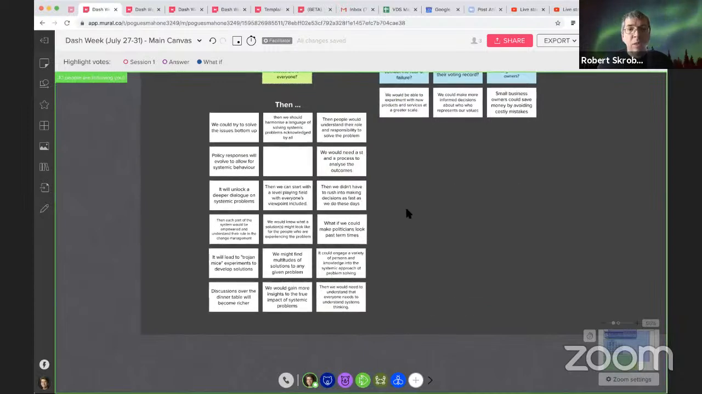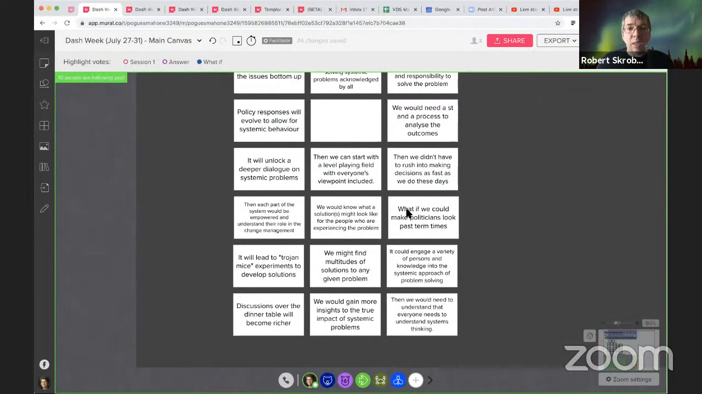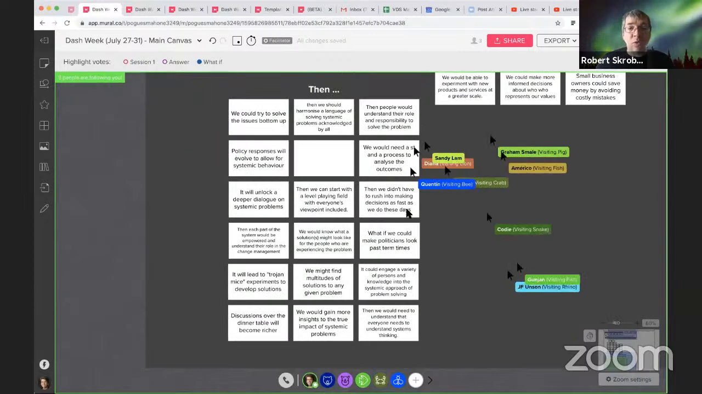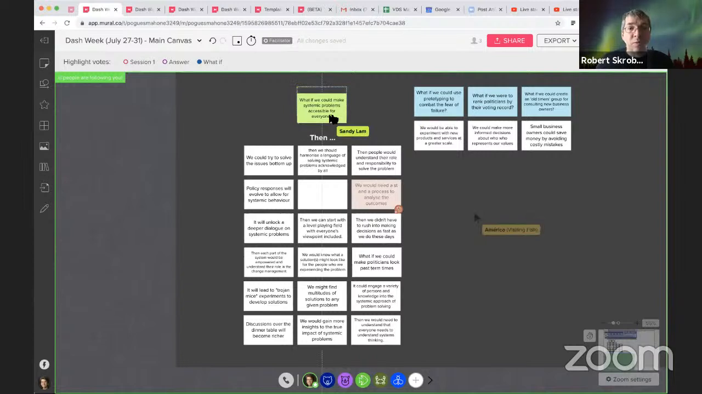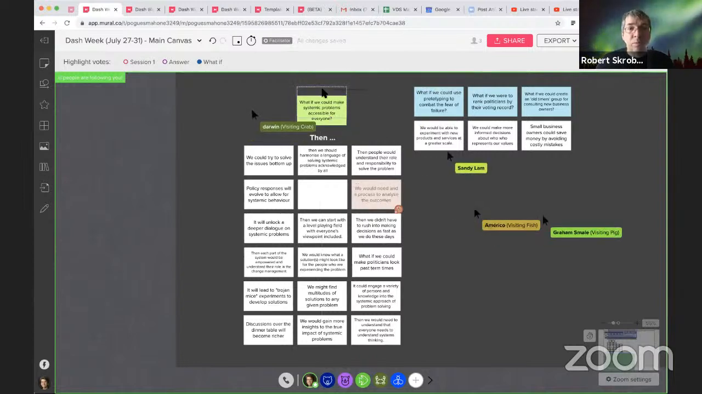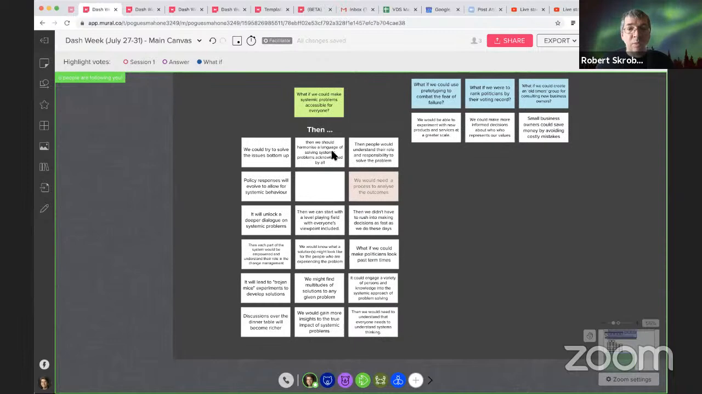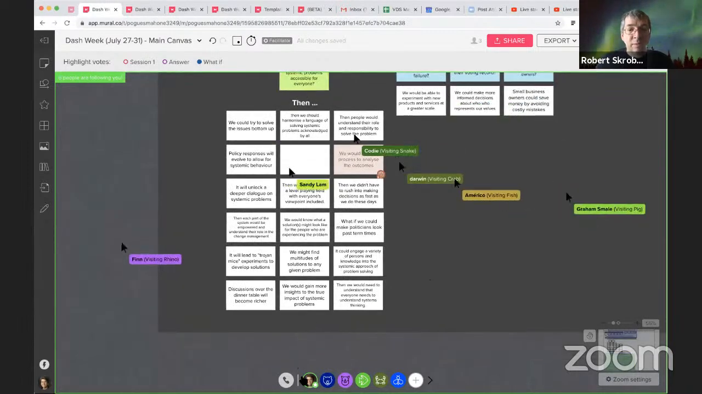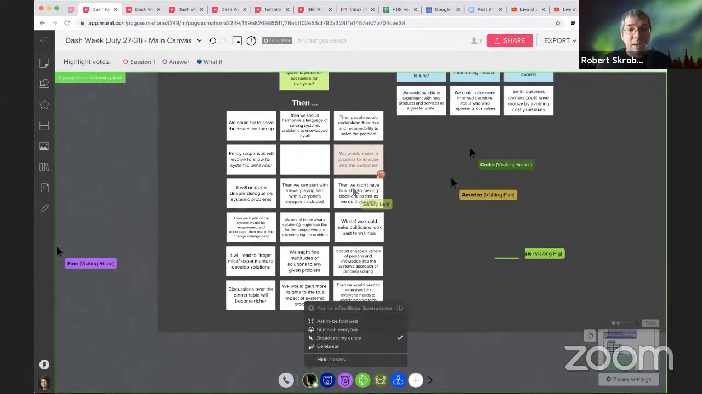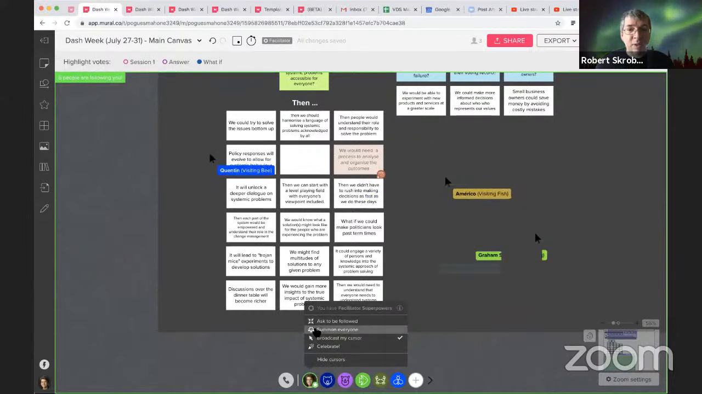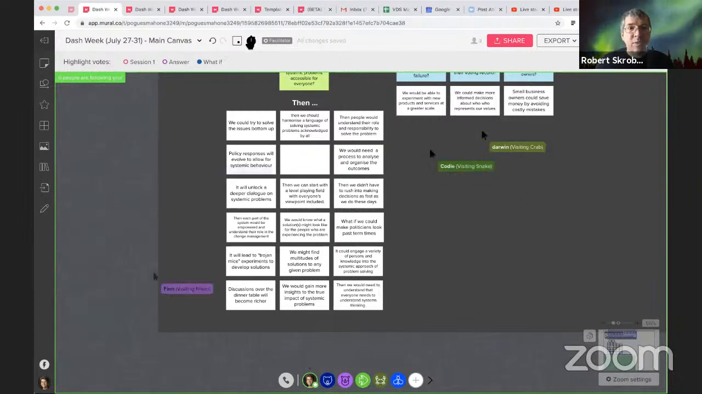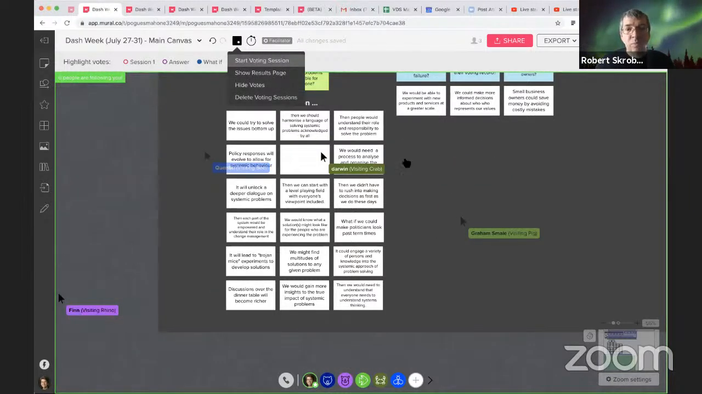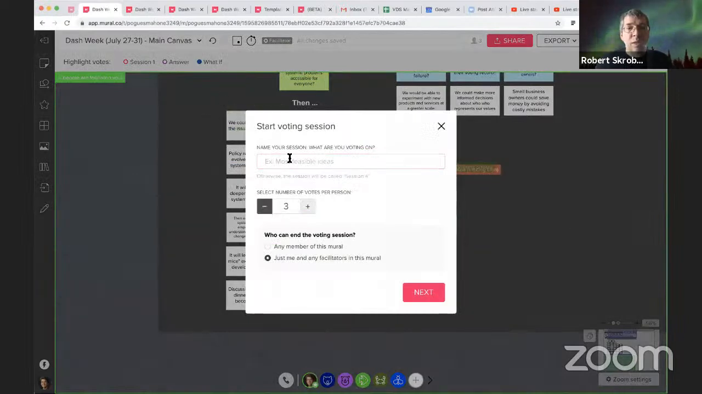Okay, one last vote, 3 votes on the then statement that corresponds to the particular question of what if we can make systemic problems accessible for everyone, okay? And we'll do one last one, 3 votes as before. All right, great. One last one, and we're all set. And this is going to be 3 votes on the then statement. And then we're set.